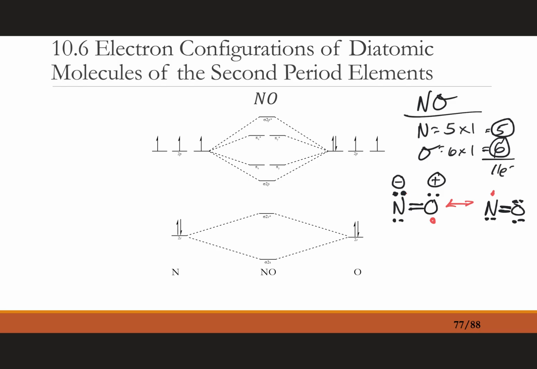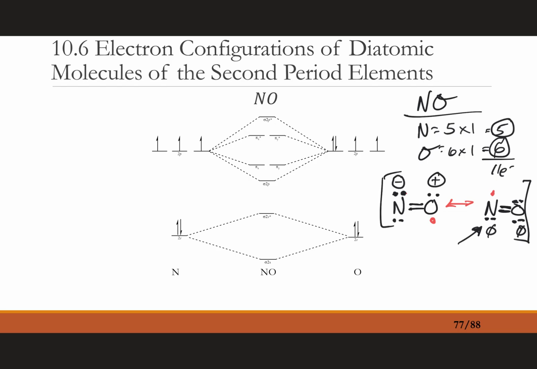In the other resonance structure, you've got 5 minus 1, 2, 3, 4, 5. So that one's 0. And then 6 for the oxygen, minus 1, 2, 3, 4, 5, and 6. So again, that one is neutral. So this is a better resonance structure on the right than the one on the left.